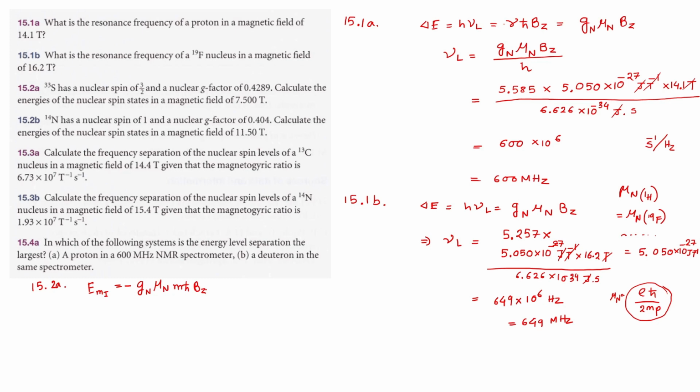Bz is the magnetic field along the z axis. This is the energy for each spin state. Now let us just quickly do this. Minus, the G factor is given, 0.4289, into mu n, we already know 5.05 into 10 to the power minus 27 joule Tesla inverse. The mI value we don't know yet, we will know. Then there is 6.626 into 10 to the power minus 34 joule second.